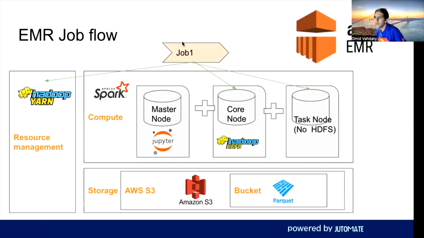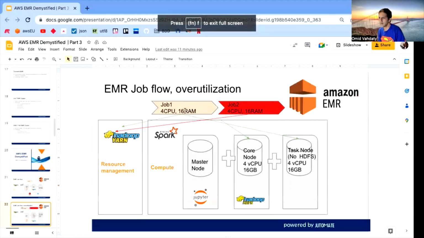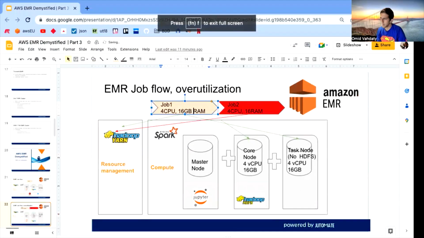Once a job is requesting resources, it's either getting those resources or not. What does it mean? For example, in this slide, we take job 1, which requires 4 CPUs and 16 gigabytes of RAM.